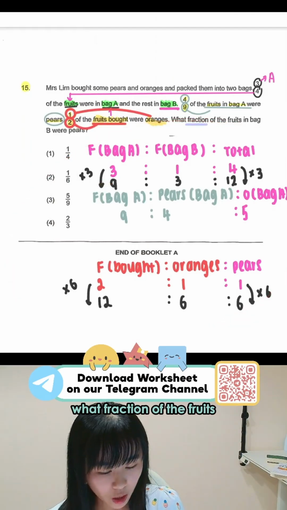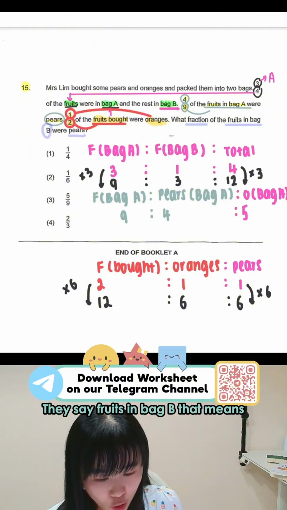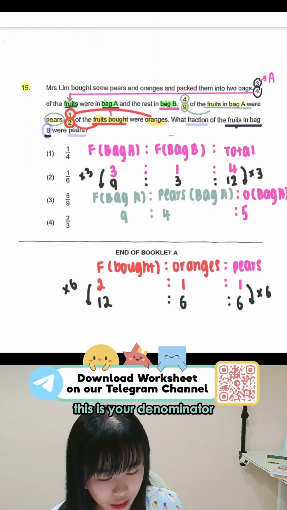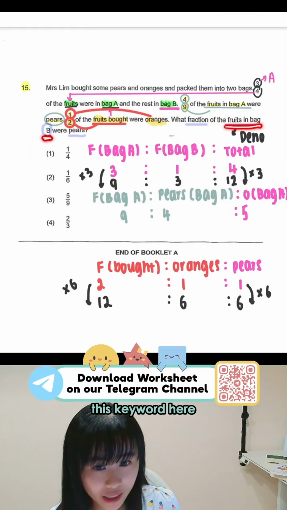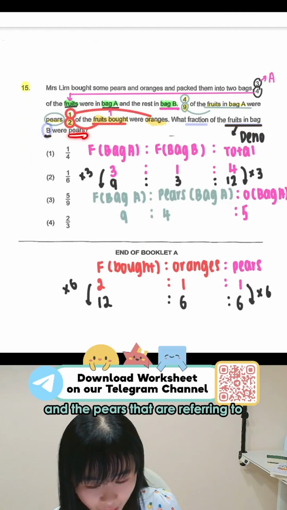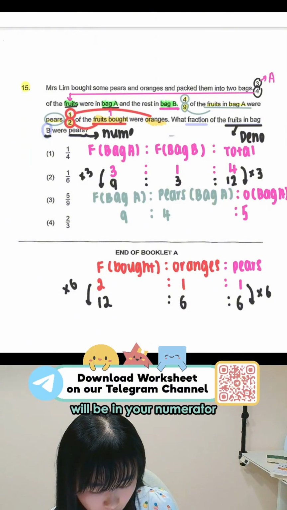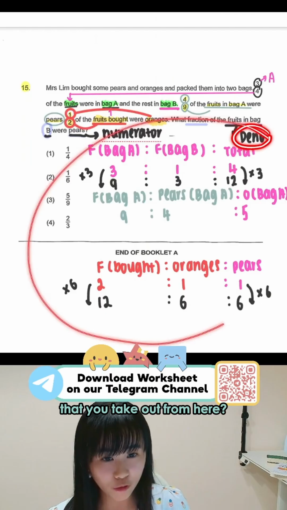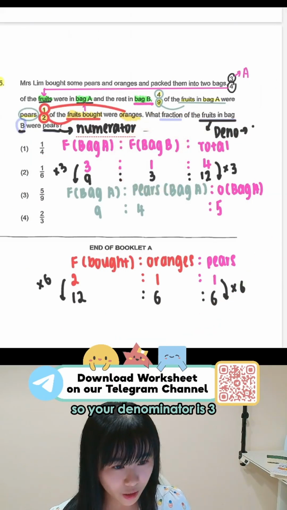What fraction of the fruits in bag B were pears? They say fruits in bag B. That means this is your denominator they're referring to, because after the keyword of the, this keyword here is always your denominator, and the pears they're referring to will be in your numerator. Your fruits in bag B, tell me, what's your denominator? What number that you take out from here? Bag B here, fruits in bag B is a 3. So your denominator is a 3.